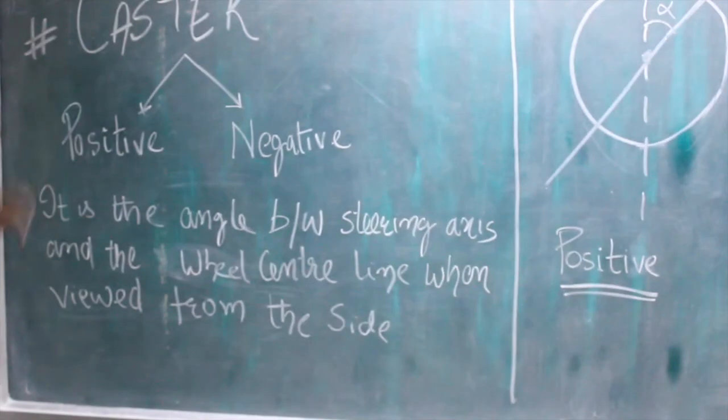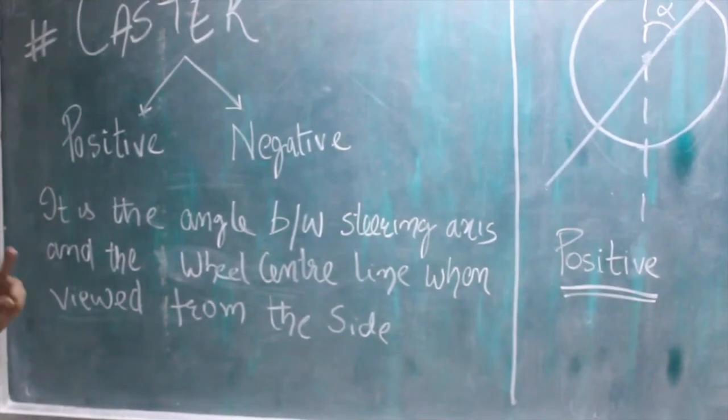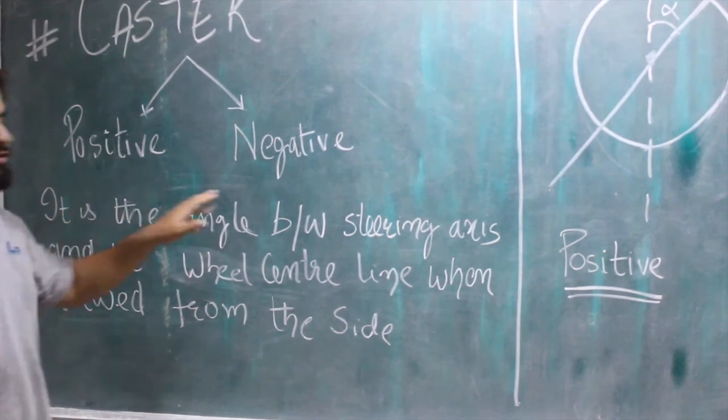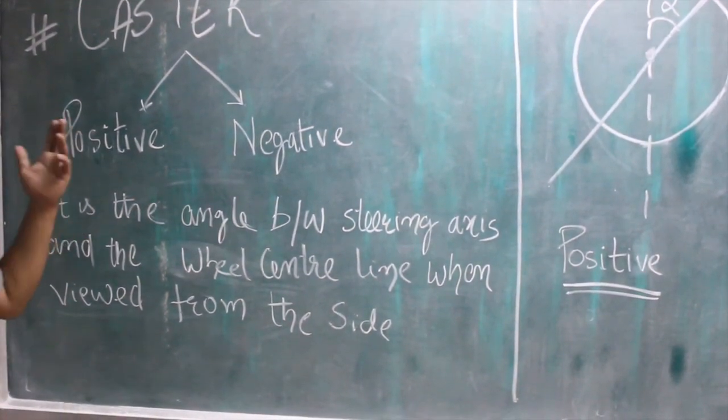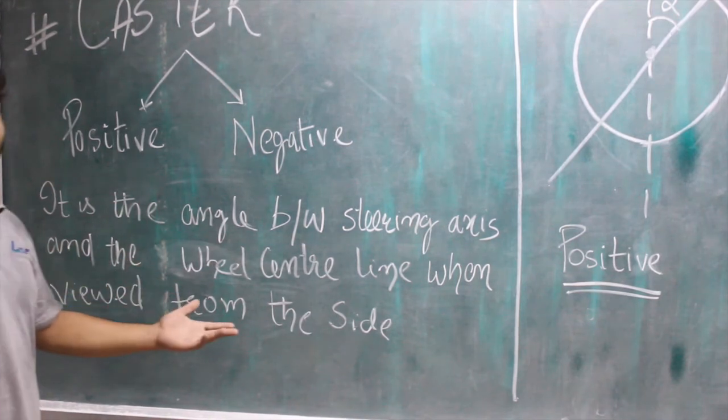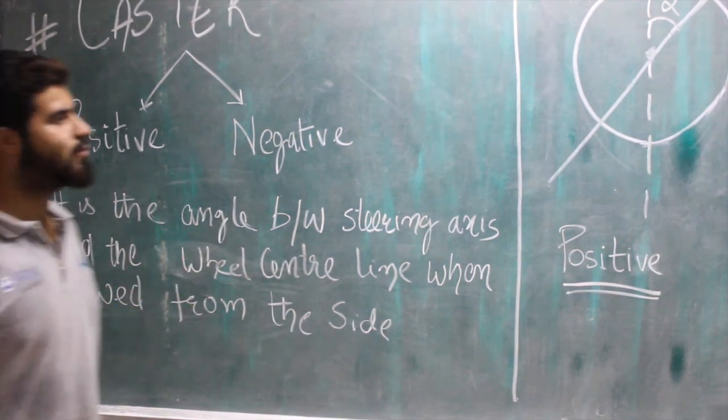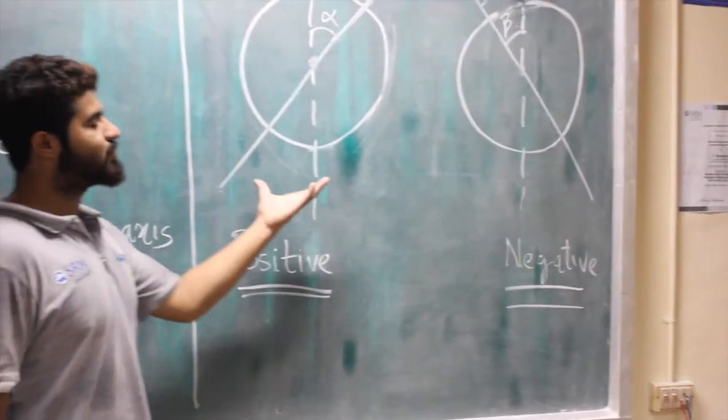The third part is caster. We have two types of caster. One is positive caster and the other is negative caster. Now what is caster? It's the angle between the steering axis and the wheel center line when viewed from the side. So now let's look at this diagram.